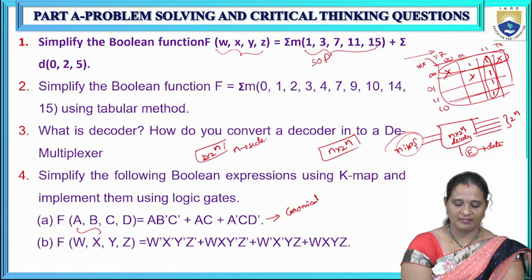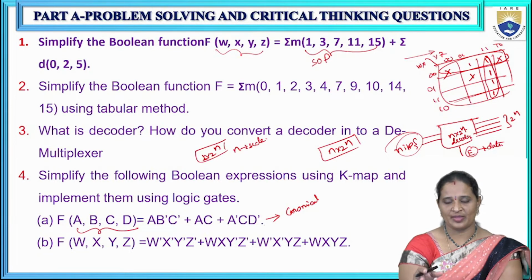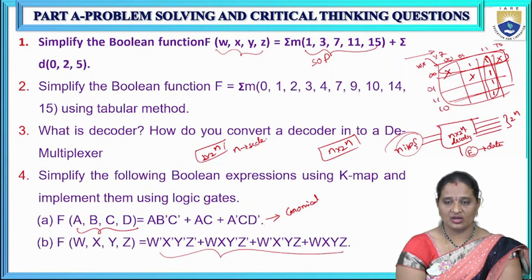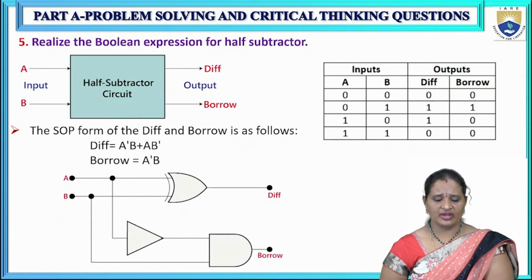How many variable K-map is required here? 4 variable K-map. Take a 4 variable K-map, map them. So it is already in the canonical form, so no need to do that. So simply map this Boolean function with the K-map. Okay. So that is how you can simplify.